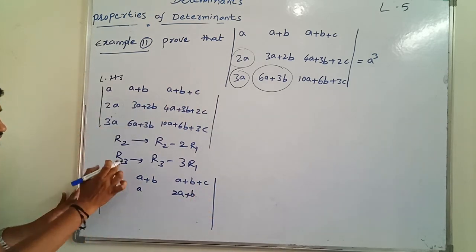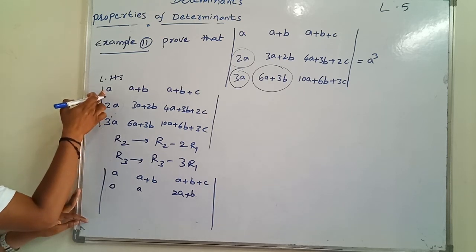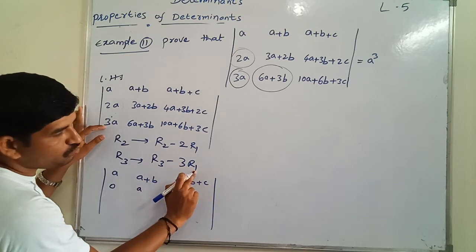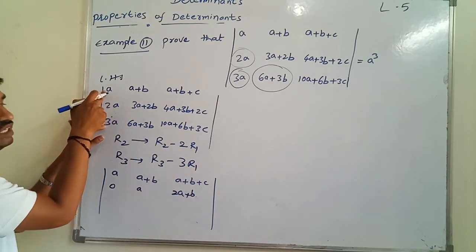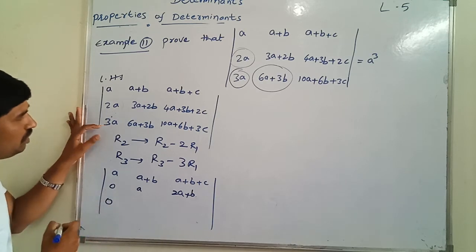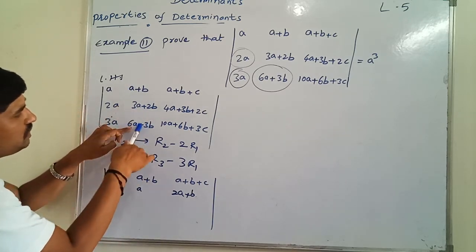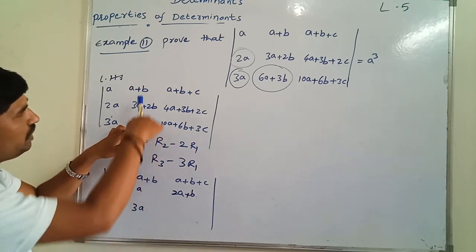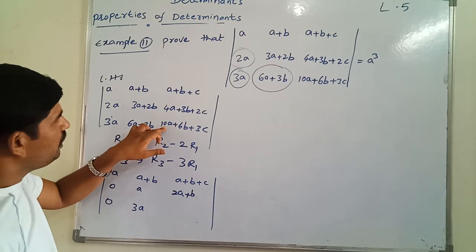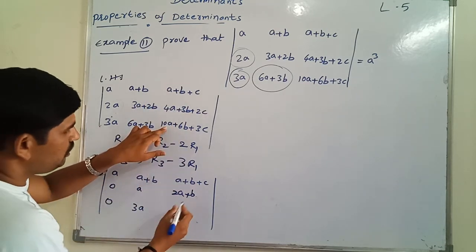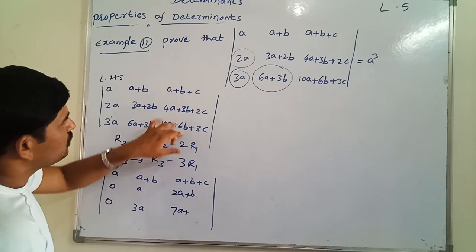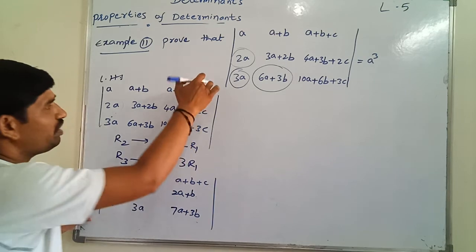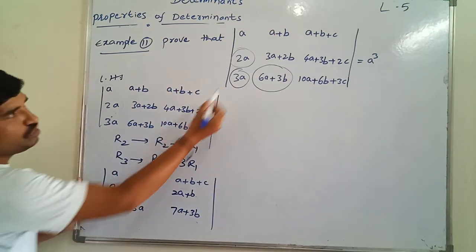Then the last one, R3. R3 minus 3 into R1. R3 is 3A, minus 3 times R1, 3A minus 3A is 0. Next, 6A minus 3A is 3A. After that, 3B and 3B, 0. Next, 10A minus 3A is 7A. And 6B minus 3B is 3B. And 3C minus 3C is 0. So we got 2 places as 0.